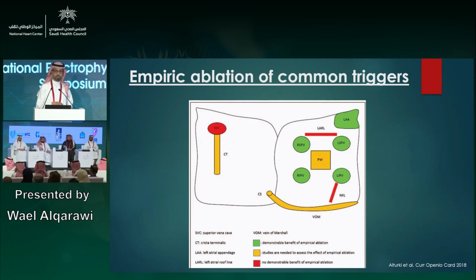There are things that have been shown to be not effective, like linear ablations. And there are things that need more work, such as vein of Marshall ablation and posterior wall isolation. And there's the issue of left atrial appendage isolation, which has been shown to be effective. However, it's still unclear if the benefit is from isolating the appendage itself or reinforcing the isolation of the pulmonary vein.